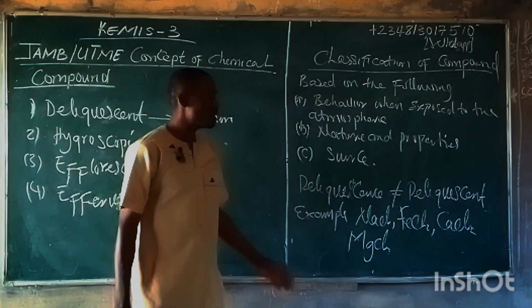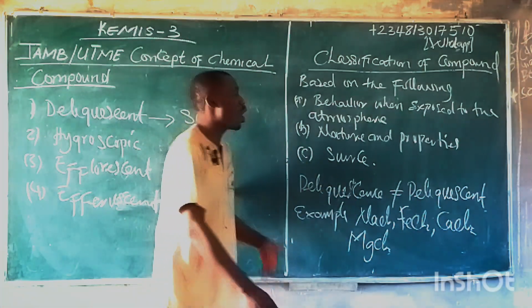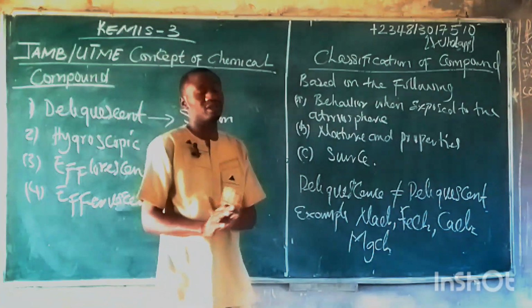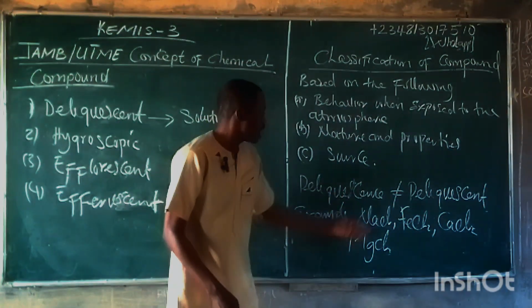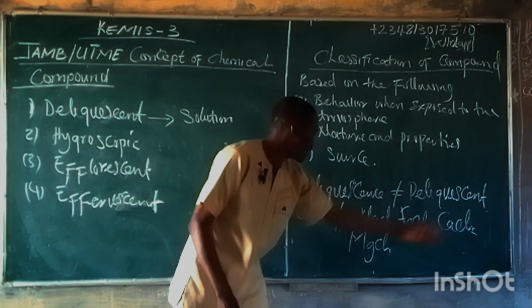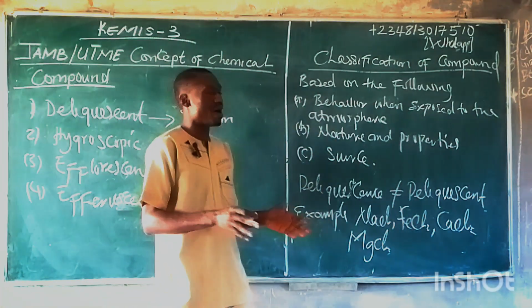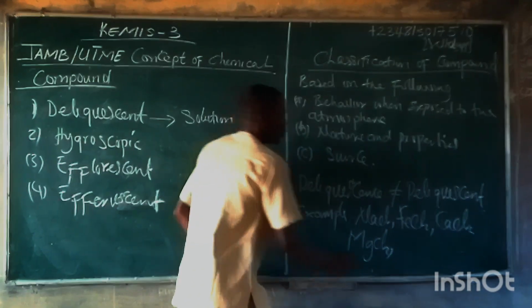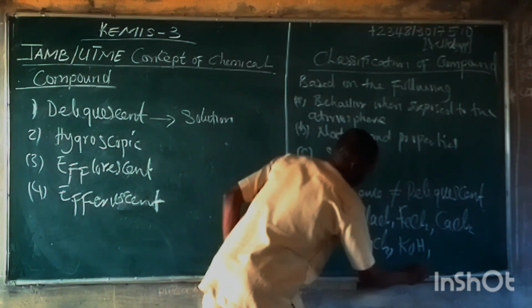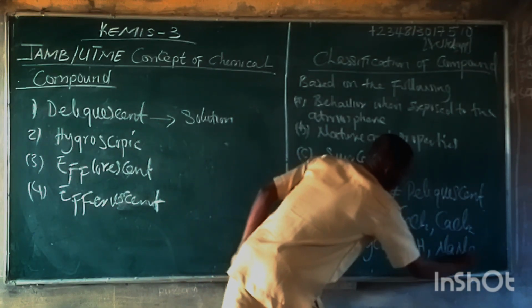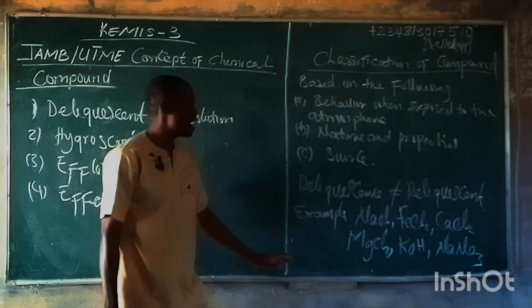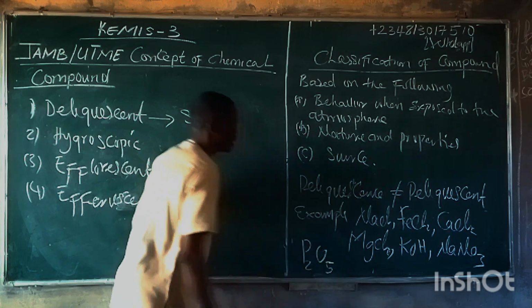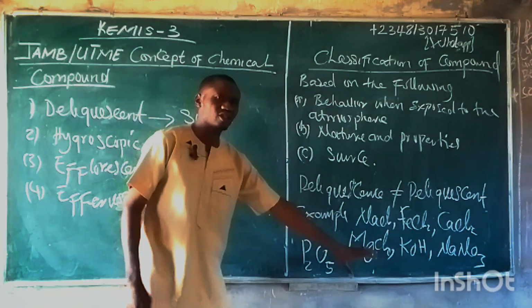Now you will say, oh, since chloride is added to all of them, that means all chloride compounds are deliquescent. And then we have phosphorus pentaoxide. So these are examples of deliquescent substances.